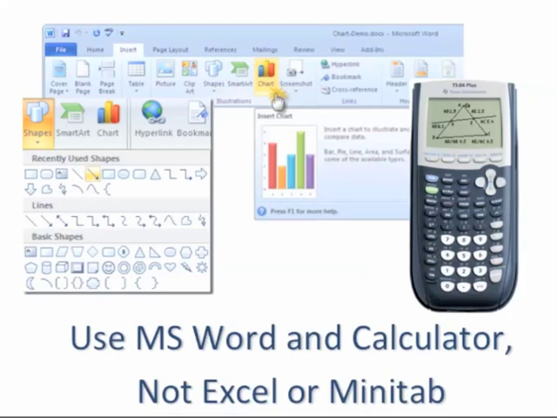In Project 2, we're going to redo most of what we've done in Project 1 in Minitab rather than using your calculator and using the graphs and charts in Word. To get credit for Project 1, you really need to be using Microsoft Word and your calculator.